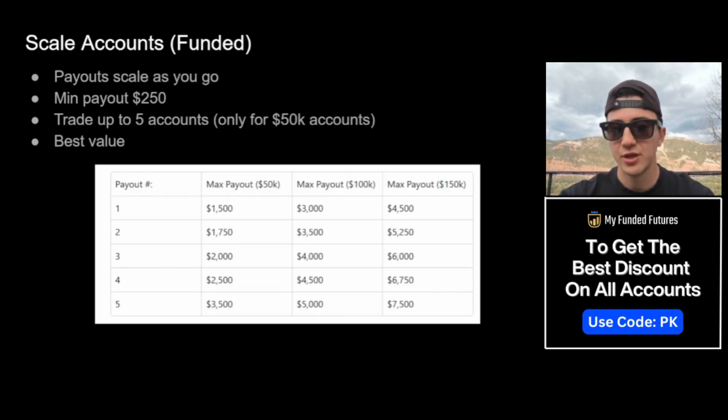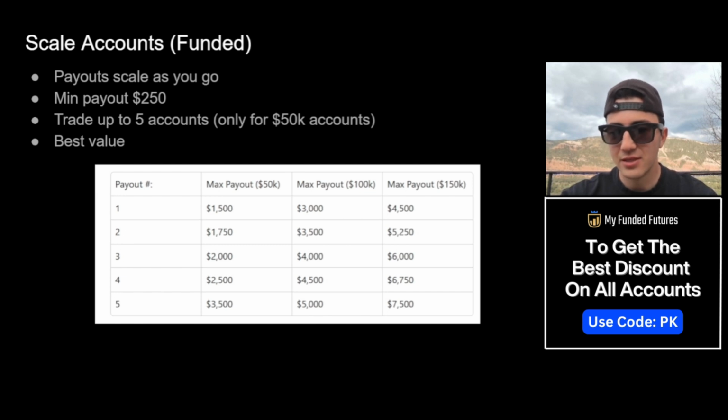So the reason they are called scale accounts is because your max payout scales up as you go. So as you can see below, for the 50, 100, and 150K accounts, I mentioned before that the minimum payout is $250 for each. However, the max payout will go up as you get more payouts. So for the 50K, payout number 1, your maximum amount that you can withdraw per account is $1,500. Then it goes up to $1,750, $2,000, and so on and so forth for each of the accounts.